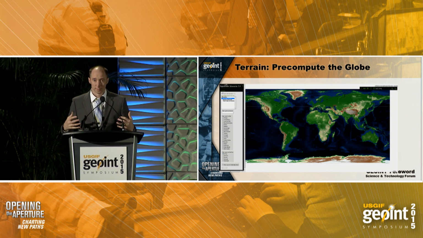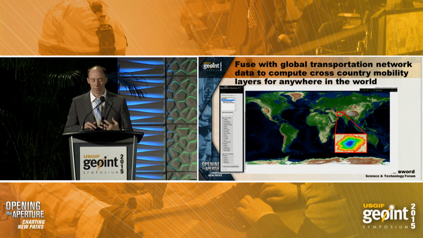Some use cases: taking global elevation data sets, ingesting that into a Hadoop cluster, and pre-computing standard products that happen all the time, and then serving those out. So standard products such as slope, aspect, hill shade.